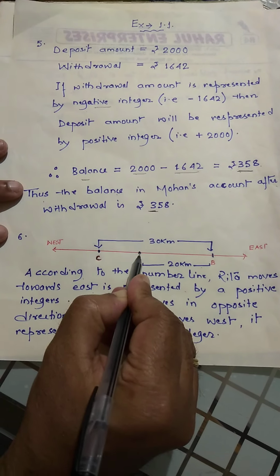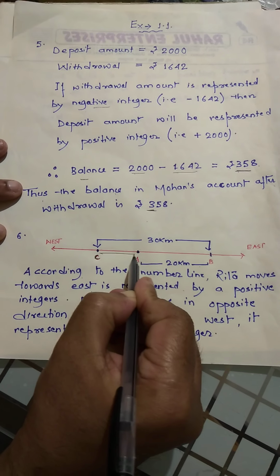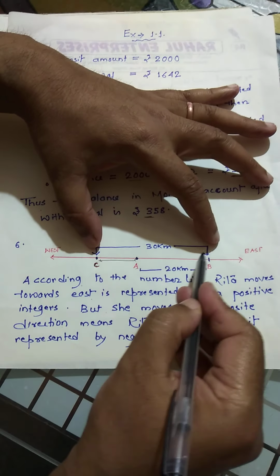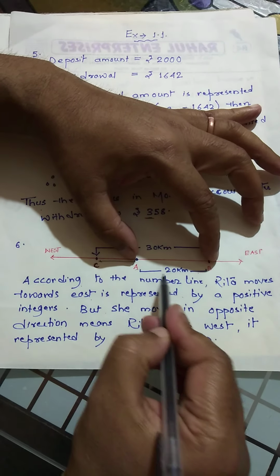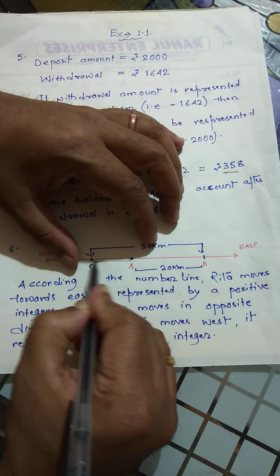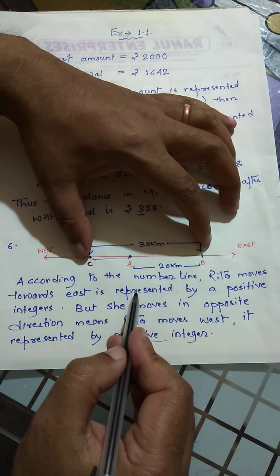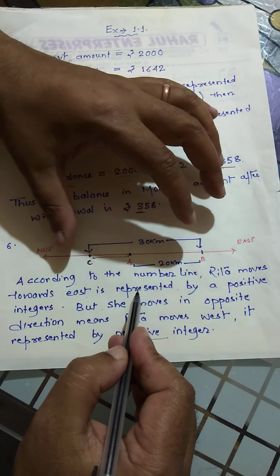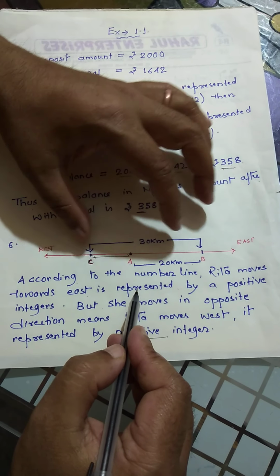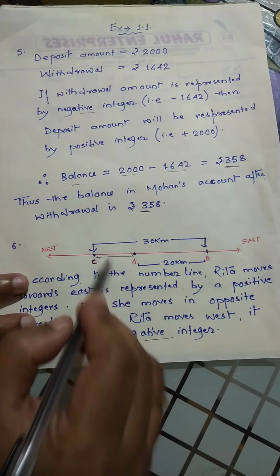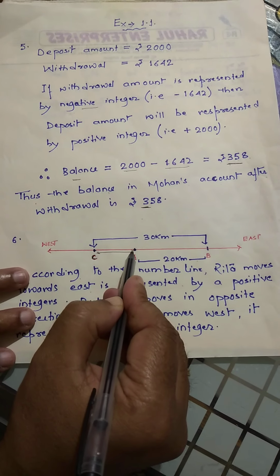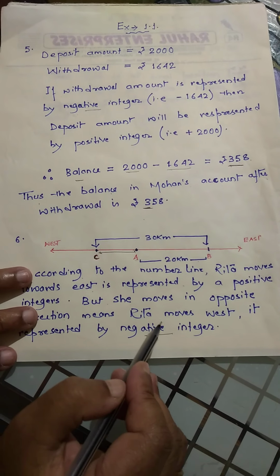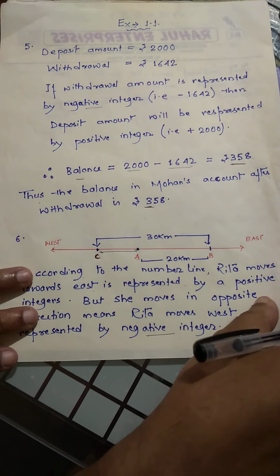Now from A, what is the distance that Rita took? The total distance from C to B is 30 and A to B is 20. So what is the distance from here to here? Obviously from this you have to subtract this distance so that you will get this distance. So the final distance from A to C will be what? 10 kilometer. But since Rita has moved towards western side, we have to represent that kilometer with a minus sign. So let's check it out.